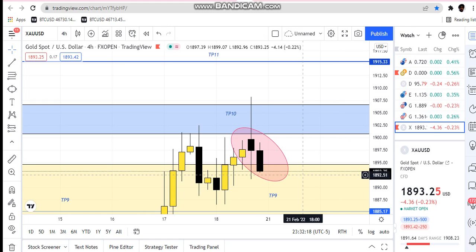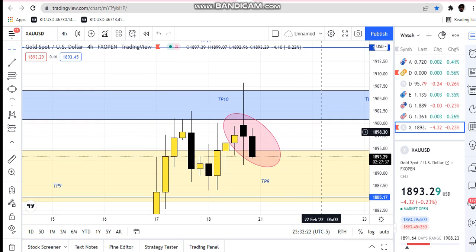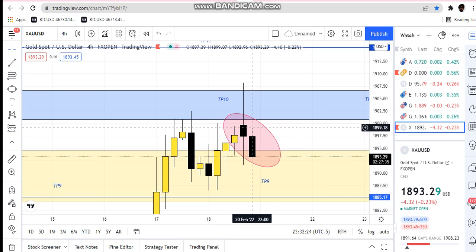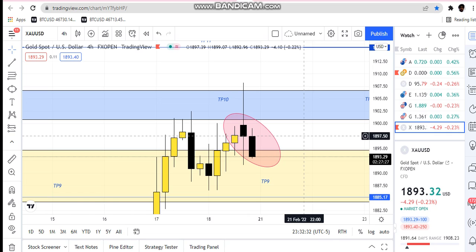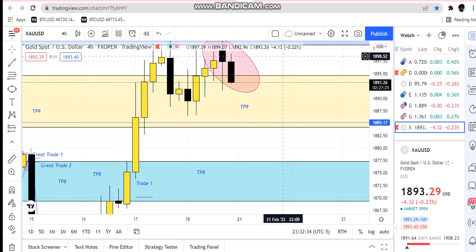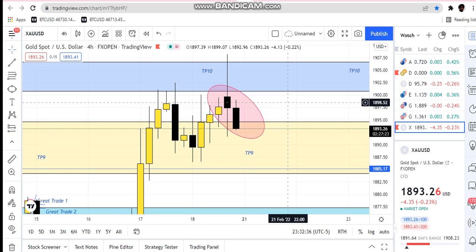We're finally in a downtrend, gang, and we should be in a downtrend for the rest of this month of February. As we end this month of February, we should be in a downtrend all the way back down to take profit 8, take profit 7, all the way back down. We should be in a downtrend for like the next week or two for the end of this month. So finally, we're in a downtrend.